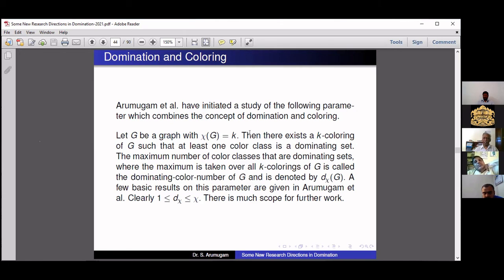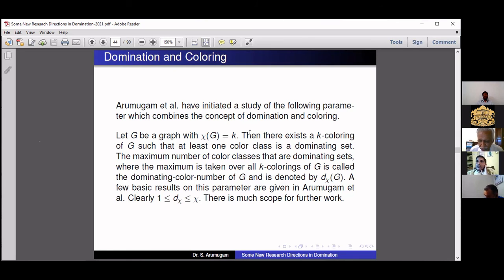That is, again, a very challenging problem. It is not for a PhD thesis. It is a very deep problem, and one needs a lot of maturity to work on such problems, because you must be familiar both with the theory of coloring and the theory of domination. Both are very big, well-developed theories.